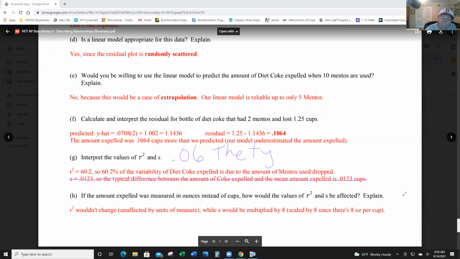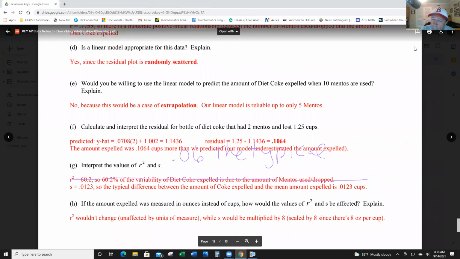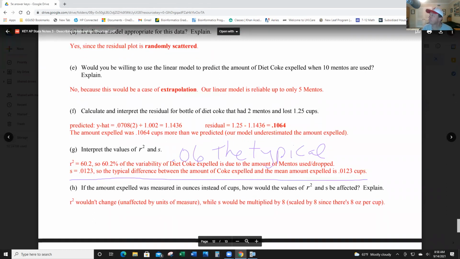The typical prediction is off by 0.06 cups. Hope that made sense. Sorry about this.